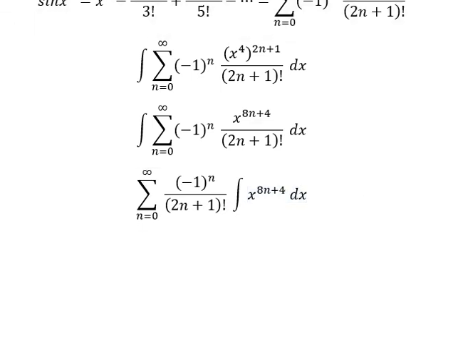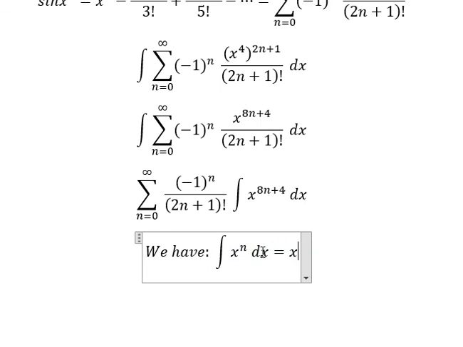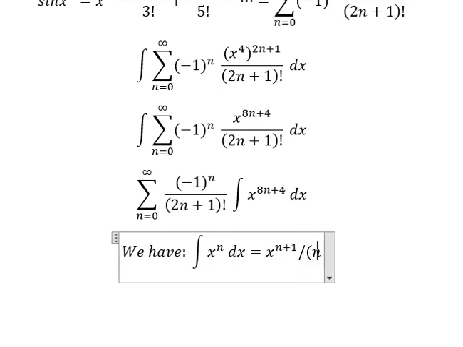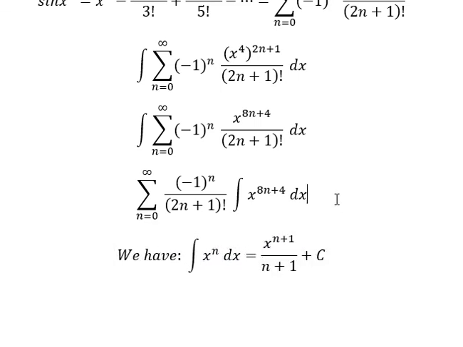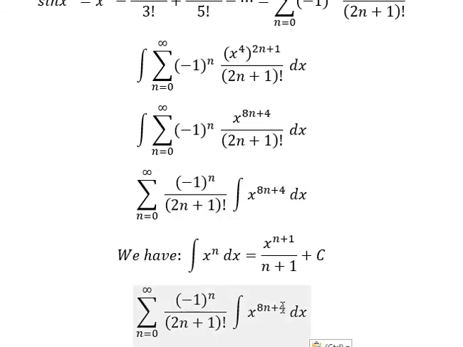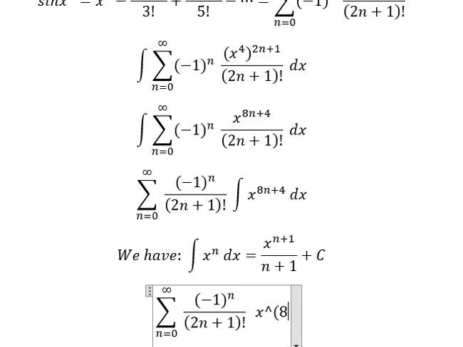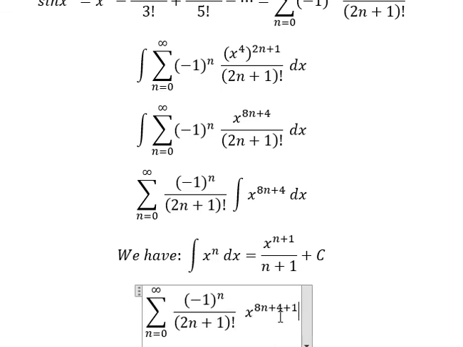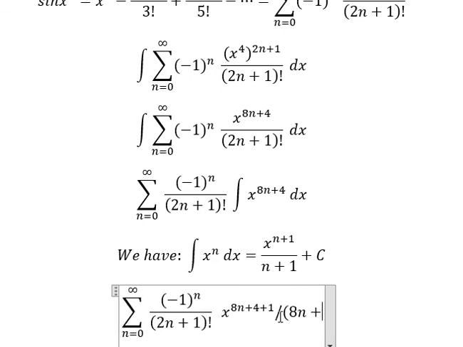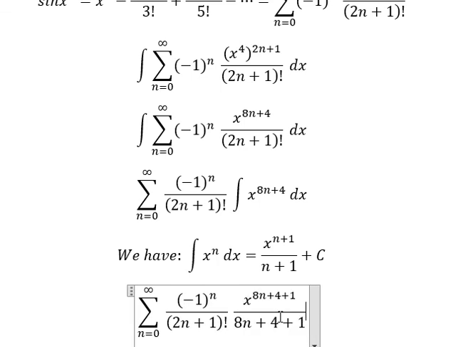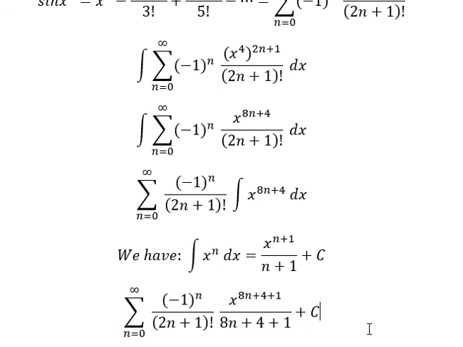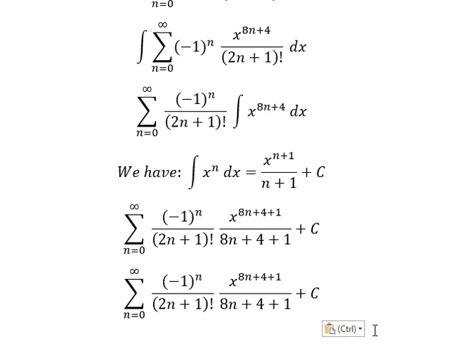So we have the formula in here. Now the integration of this one, we have x to the power of 4n plus 4 plus 1 over 4n plus 4 plus 1, and I will put plus C. So we can simplify this one.